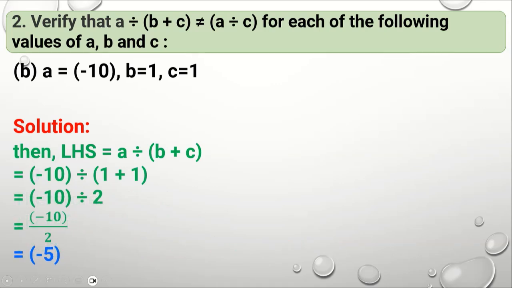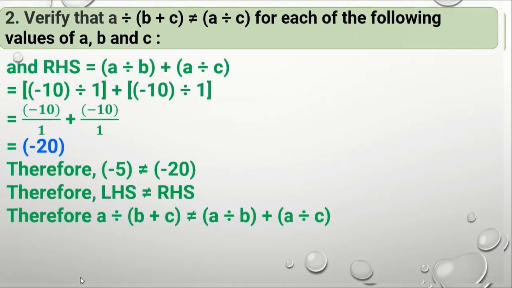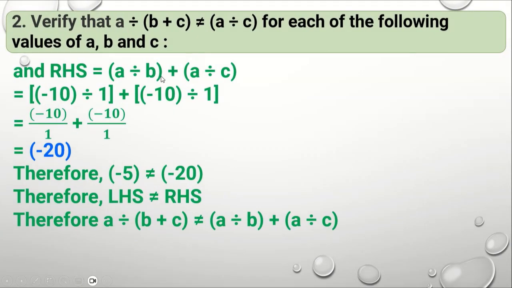Next, the values are a equals minus 10, b equals 1 and c equals 1. Here is the solution. LHS equals a divided by (b plus c). So minus 10 divided by (1 plus 1). So 1 plus 1 is 2. So minus 10 upon 2, that is minus 5. Now we will solve RHS, that is a divided by b plus a divided by c. So minus 10 divided by 1 plus minus 10 divided by 1. So minus 10 upon 1, minus 10 upon 1. So it will become minus 20. So LHS and RHS are not equal.